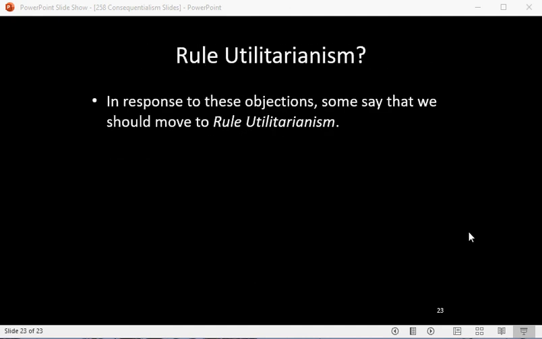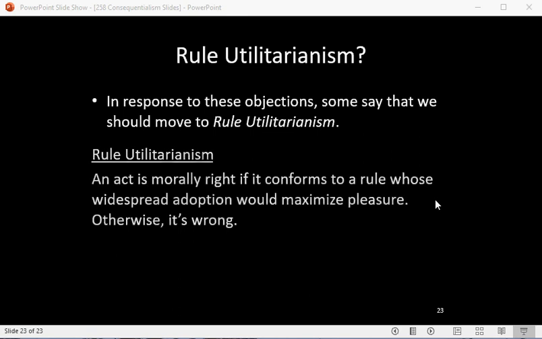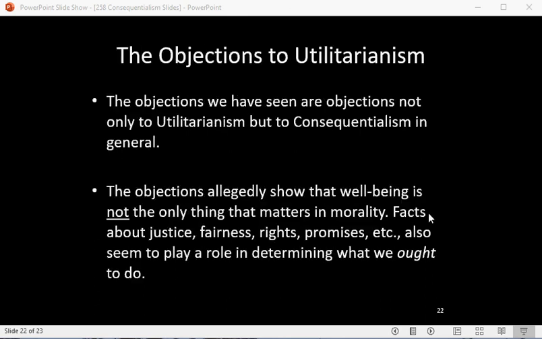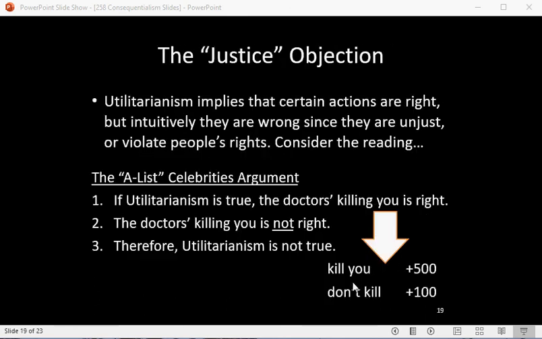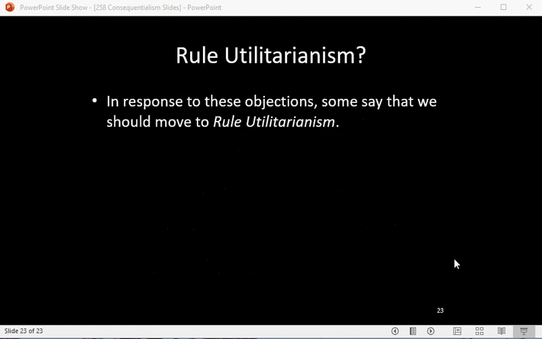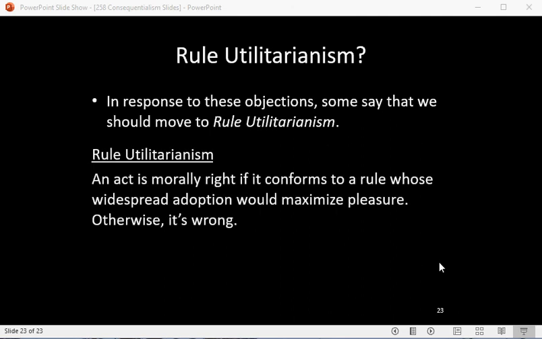Okay, just 1 minute and I'll be done. Some people think that we could move to a theory that they call rule utilitarianism, and it's kind of an interesting thing. I'm going to make this optional. So rule utilitarianism basically says that an action is morally right if it conforms to a rule whose widespread adoption would maximize pleasure. So the idea here is, killing you in this particular case maximizes pleasure because of what can be done with your organs. But the rule, killing an innocent person, is not a rule that would maximize pleasure. So according to rule utilitarianism, it would be wrong if the doctors killed you.